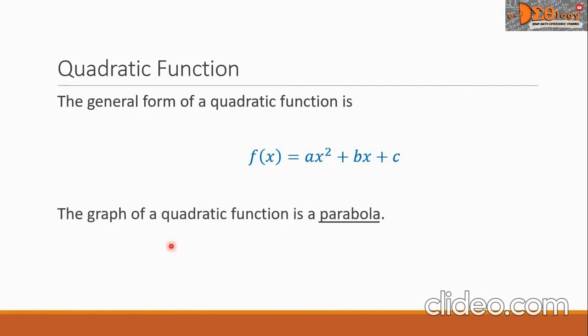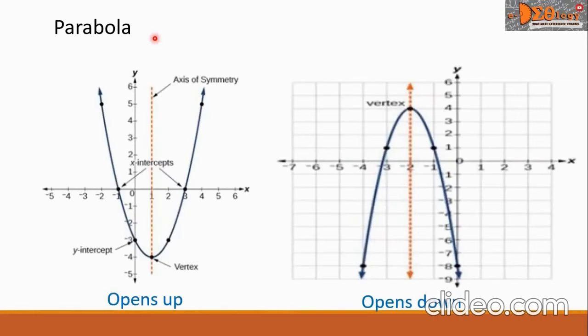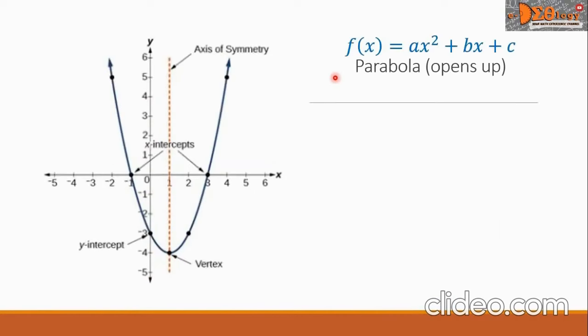This is now a fact that the graph of a quadratic function is a parabola. These are pictures of parabola. One is opening up. Another parabola is opening down. Let's begin with a parabola that opens upward.